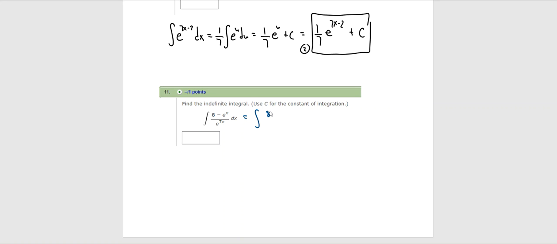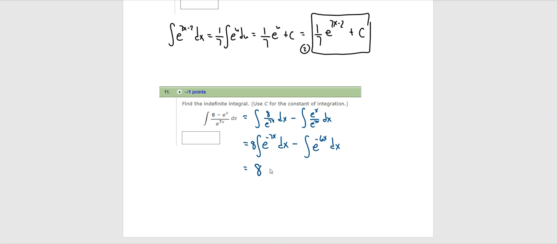I would probably do this. I would look at the integral of 8 over e to the 7x dx minus the integral of e to the x over e to the 7x dx, because this is the integral of 8 e to the negative 7x dx. We don't have to do a u equals e to the 7x, some kind of natural log thing happening here. No, we have negative exponents. And if I have e to the x over e to the 7x, that's e to the negative 6x dx. So I'm going to use substitution twice here.